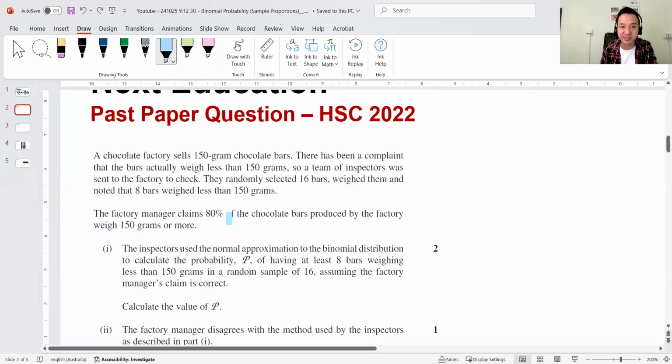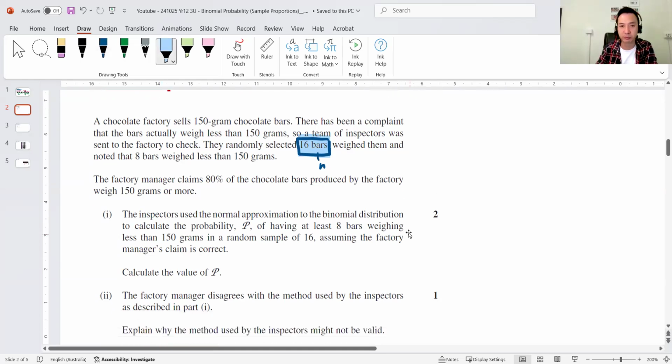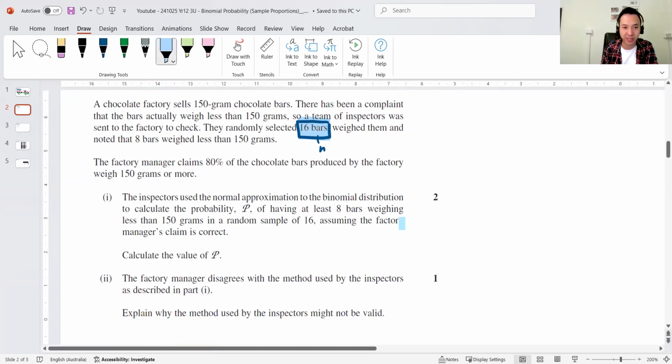They randomly select 16 bars. Now, why is that important? Because that's N, right? That's N. They weighed them and noted that 8 bars weighed less than that, okay? Maybe that's important, but we'll see. The factory manager claims that 80% of the chocolate bars produced weigh 150 grams or more. Now, that's important, right?